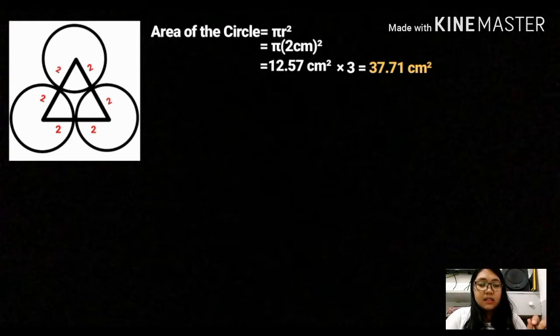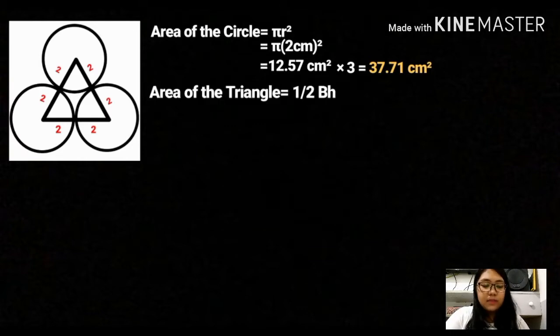And after getting the area of the circles, you have to get the area of the triangle, which we will do using the formula 1/2 times base times height.